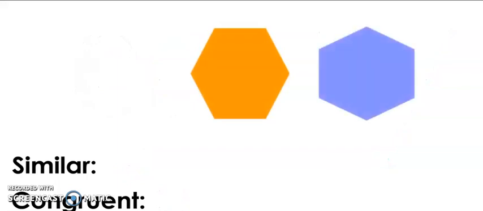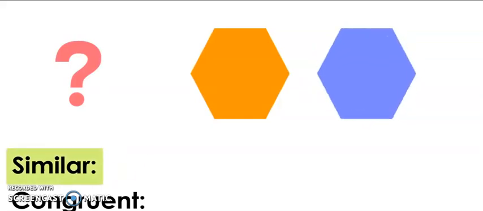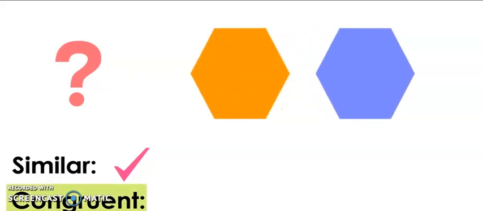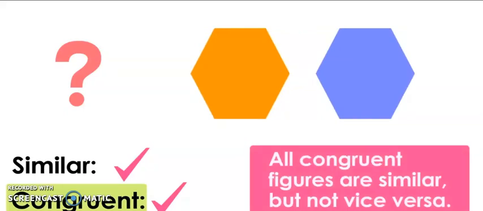Let's look at two more figures. To see whether or not they are similar, we have to change the orientation so that they're both facing in the same direction, which helps us to see that yes, they are the same shape. They are both regular hexagons. We can also see by overlapping the two figures that they are identical in size. So this pair of figures is both similar and congruent, which leads us to the conclusion that all congruent figures are similar, but not vice versa, meaning that not all similar figures are congruent.